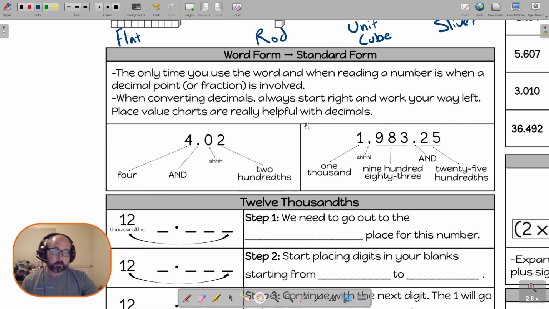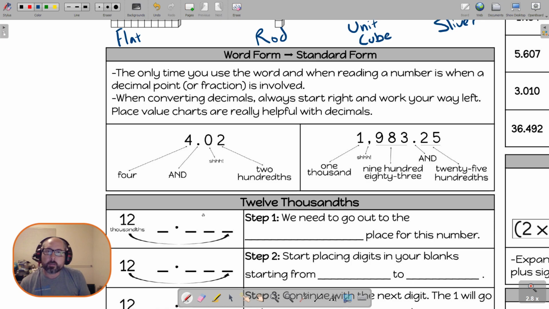So word is just the way you're going to say the number out loud. Standard is just the number itself. So don't get tripped up on all these definitions and stuff. Word is just the spoken form. Standard is just the number.